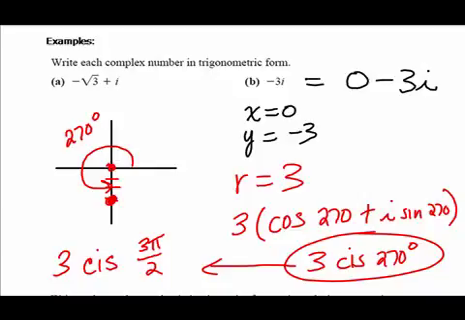I mean, yeah. I think to get the angle, the author expects you to simply look at your picture and say, since my point is located right there, it has to be a 270-degree angle. Okay?